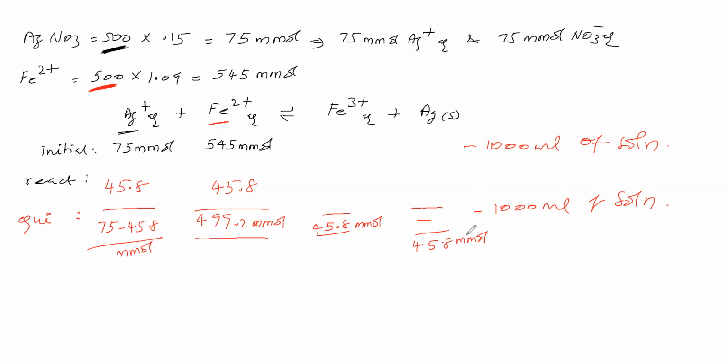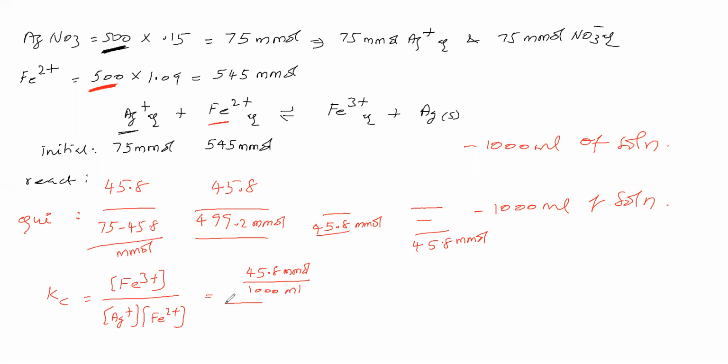Now we want the equilibrium constant for this reaction. That's what they asked us to find. So the equilibrium constant is equal to the concentration of Fe3 plus in the numerator, because that is on the right side. In the denominator, we write the left side: Ag plus and Fe2 plus concentrations. Now we substitute. The concentration of Fe3 plus is 45.8 millimoles, and the volume of the solution is 1000 ml. We substitute that 1000 ml.